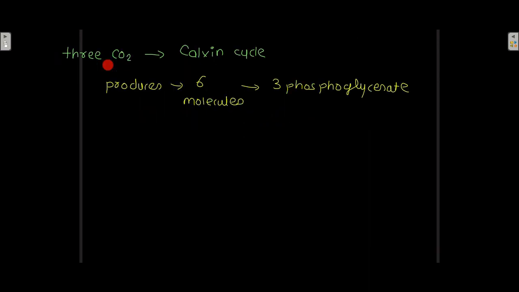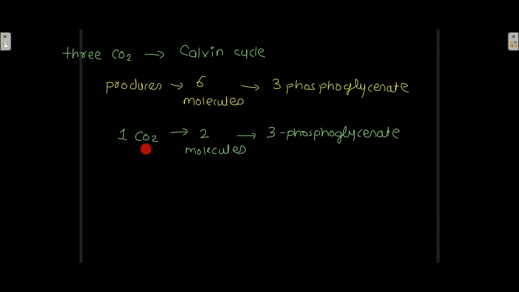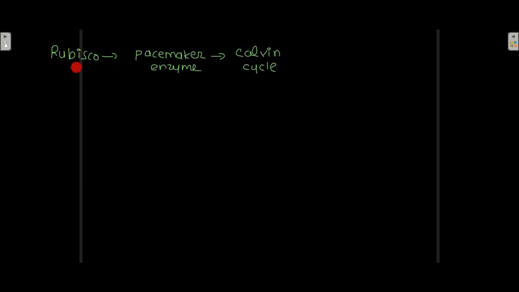When 3 carbon dioxide molecules get incorporated into the Calvin cycle, it produces 6 molecules of 3-phosphoglycerate. So one carbon dioxide molecule is responsible for production of 2 molecules of 3-phosphoglycerate. The RuBisco enzyme is known as the pacemaker enzyme of the Calvin cycle.